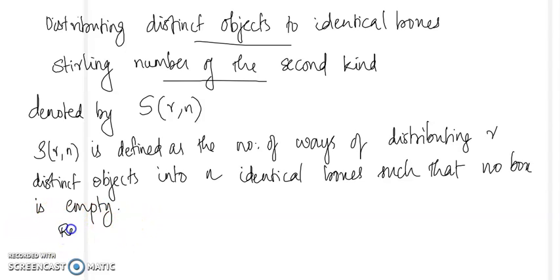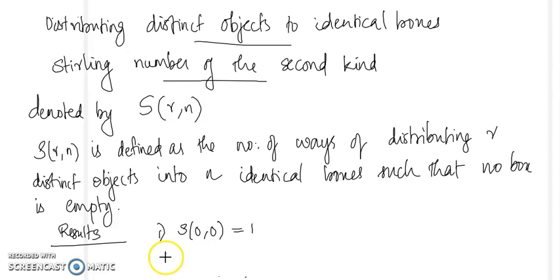So some of the results satisfied by S of r, n. So first result is, S of 0, 0 is equal to 1. So this is like a convention. So we are defining S of 0, 0 to be 1. So this is the case when you have 0 objects in 0 boxes. So when the number of objects and number of boxes are the same, there is just one way to distribute. So this is more or less a convention.